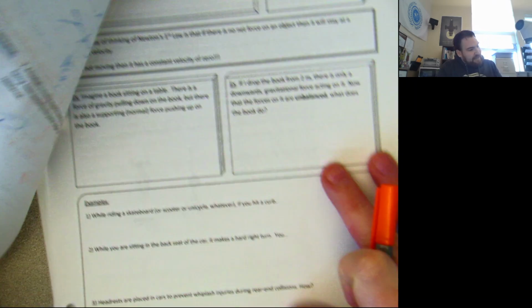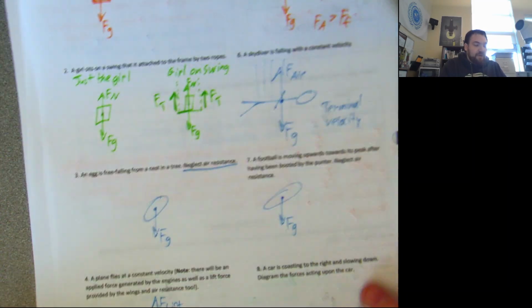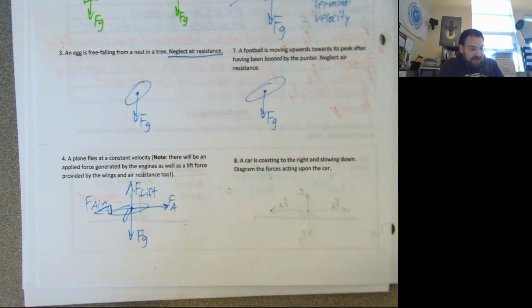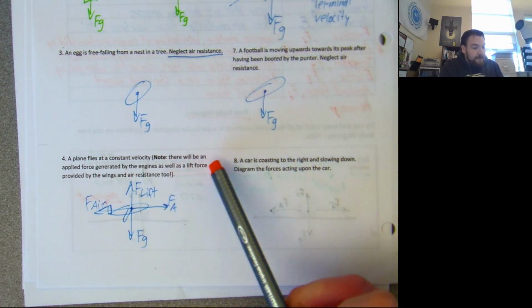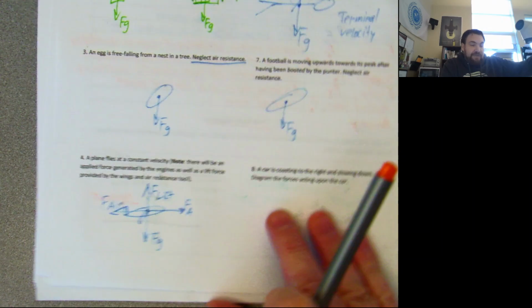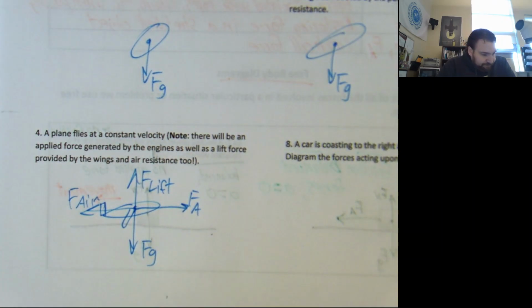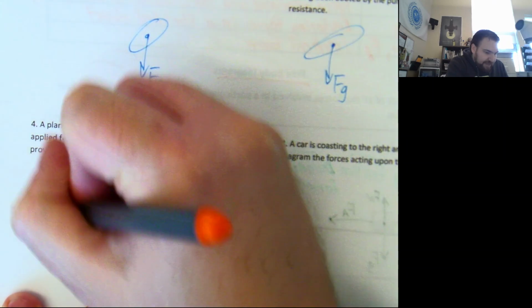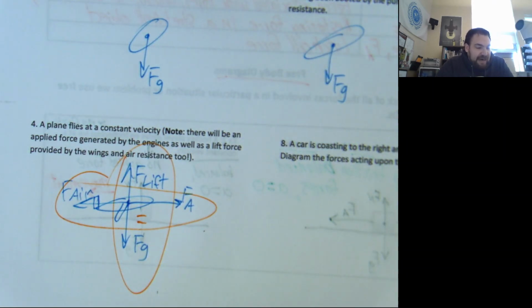I think there was one more that we hadn't finished. The bell went, and we were in the process of talking about these ones at the end here. A plane flies at a constant velocity. This is what the diagram looked like, and I was about to ask: if a plane is flying at constant velocity, what needs to be true about all these forces? They're all balanced, which means these two are equal, and these two have to be equal. The drag from the air and the applied force from the engines need to be equal, as well as the lift and gravity.